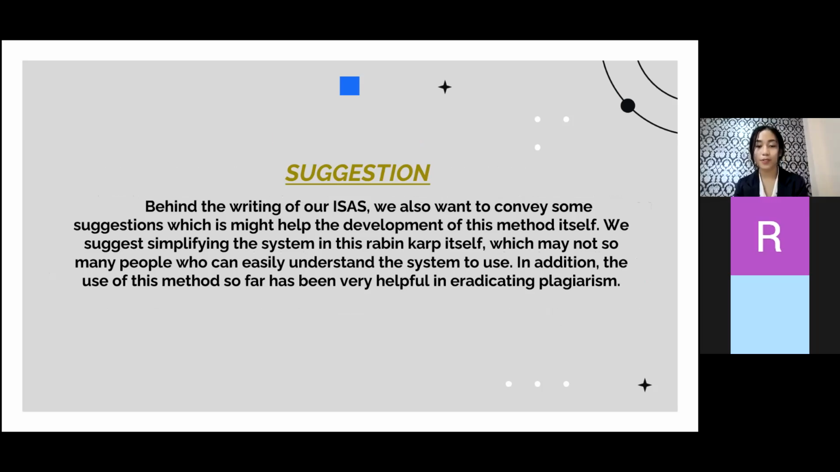Plus, the suggestion. So we from group 5 also have some suggestions for the makers of this method. Behind the writing of our ISAS, we also want to convey some suggestions which might help the development of this method itself. We suggest simplifying the system in Rabin-Karp itself, which not many people can easily understand, since basically in the system we need to understand the pseudocode. In addition, the use of this method so far has been very helpful in eradicating plagiarism.